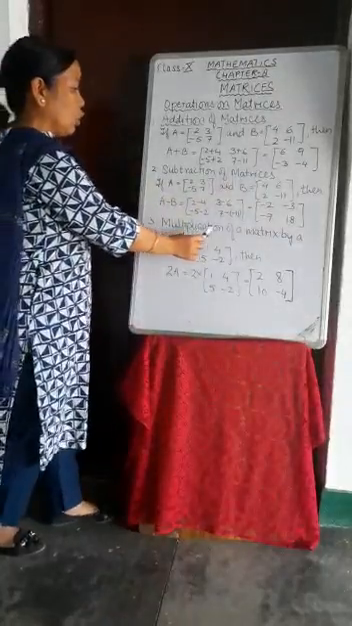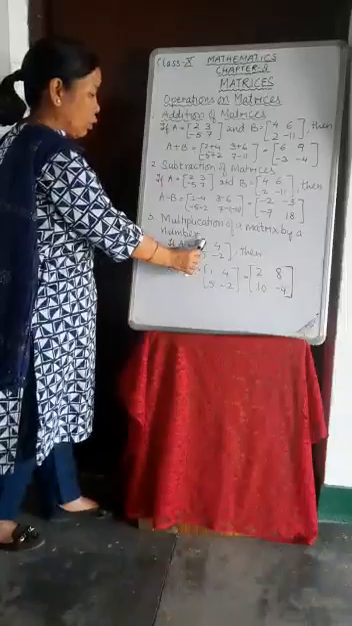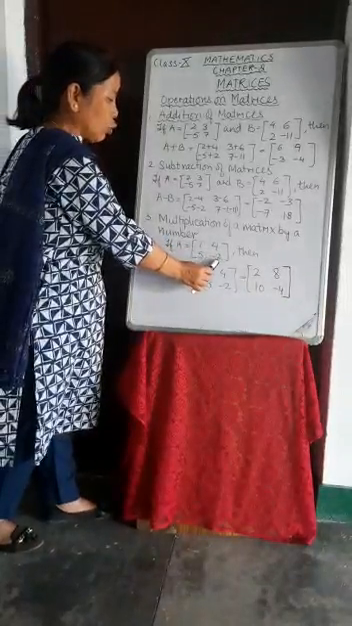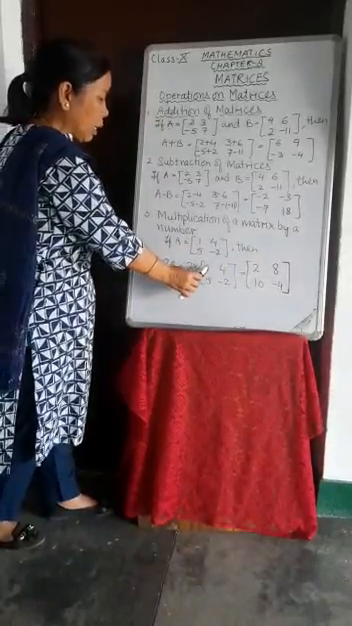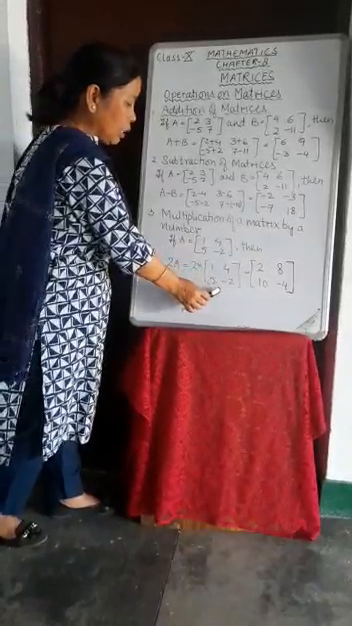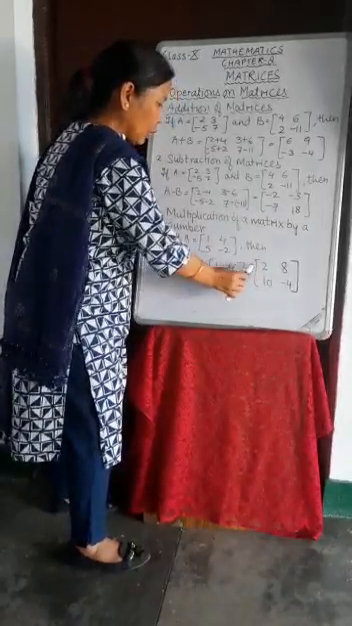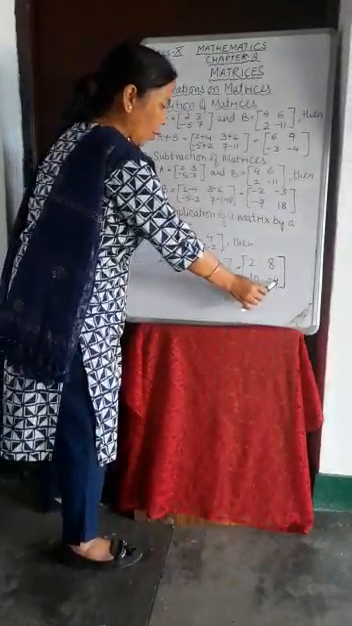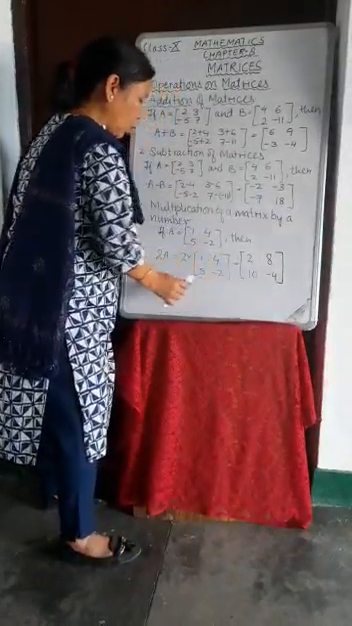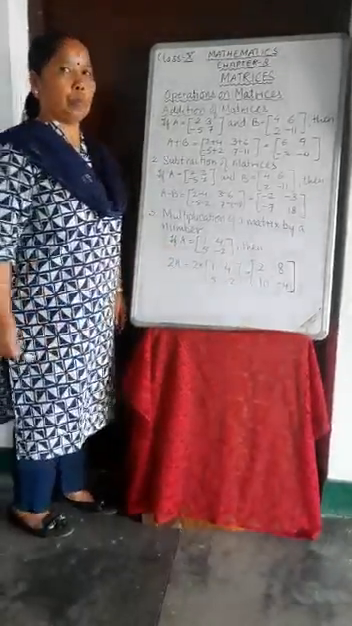Now the multiplication of a matrix by a number. If A is given equal to 1, 4, 5 and minus 2, then 2A equals 2 multiplied by each and every element of this matrix. So 2 1s are 2, 2 4s are 8, 2 5s are 10 and 2 2s are 4. So this is how you will multiply any matrix by a number.